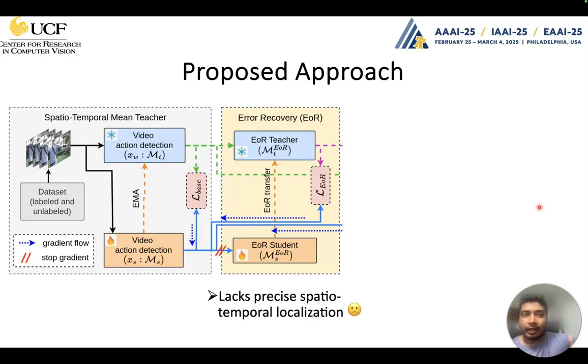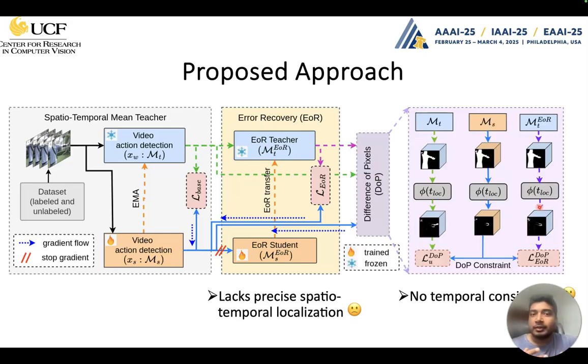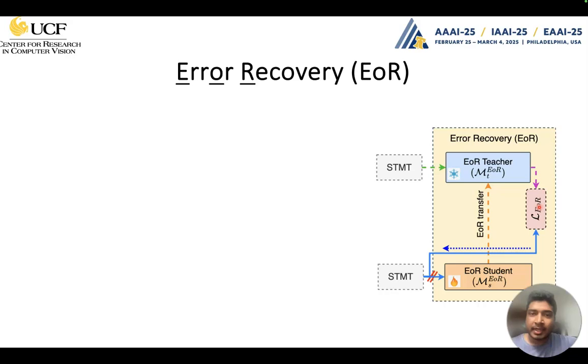Now, once we are done with the baseline model, we realize that it lacks precise spatio-temporal localization. To solve this problem, we propose an error recovery module. And since video requires some kind of temporal coherency to have localization smoothness across the frames, and the base model still lacks that, we propose difference of pixels to solve this problem.